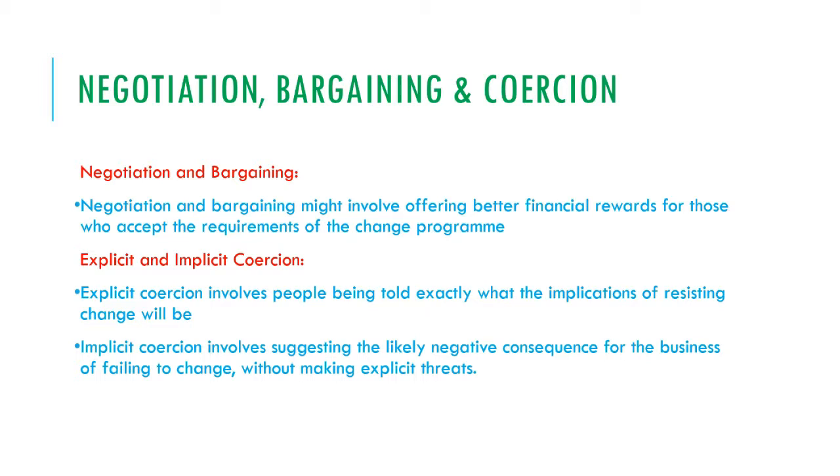Negotiation and bargaining, and explicit and implicit coercion. Negotiation and bargaining might involve offering better financial rewards for those who accept the requirements of the change program. Explicit coercion involves people being told exactly what the implication of resisting change will be, whereas implicit coercion involves suggesting a likely negative consequence for the business of failing to change without making explicit threats.